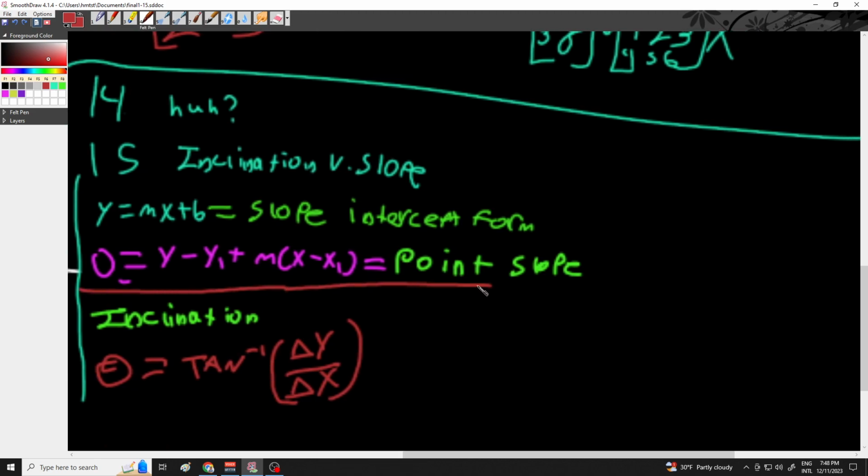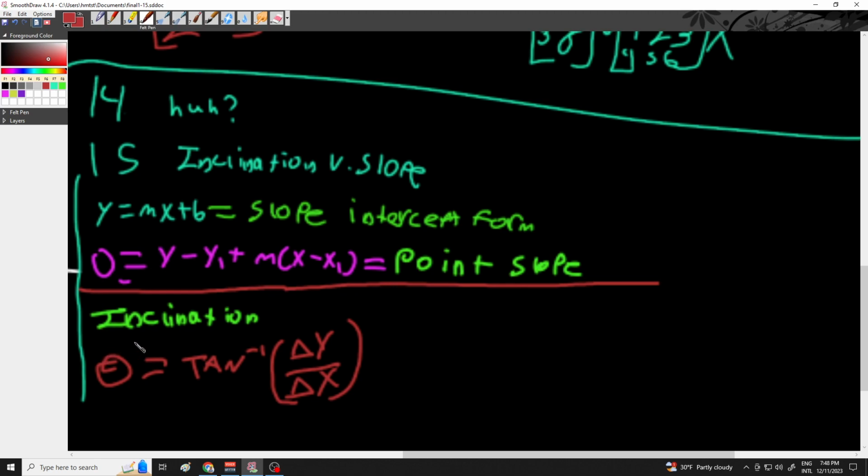The first piece, y equals mx plus b, is the slope-intercept form. And then 0 is equal to y minus y1 plus m in brackets x minus x1. That's the point-slope form. If you just write these two things down, I'm pretty sure you'll get the question right.